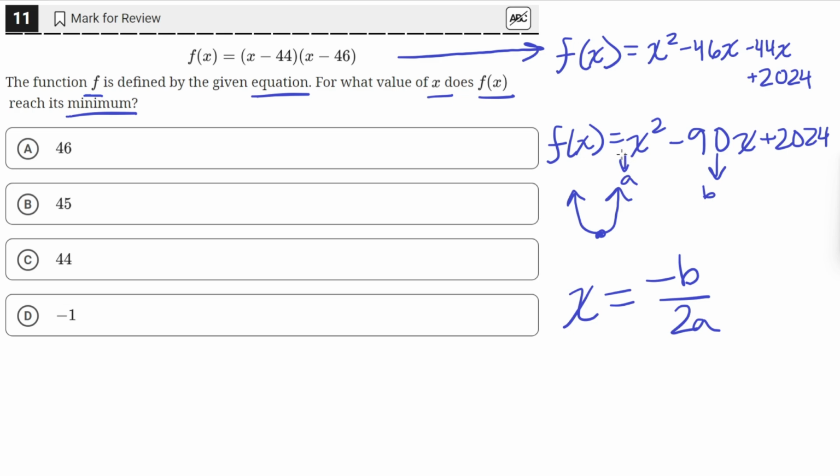So here, the coefficient of the x squared term is positive 1. So we'll just have 2 times 1, which is 2. And then we're going to have negative b. And b here is negative 90, so that means 90 is going to be the numerator. And 90 divided by 2 is simply 45. So that means B is the correct answer. At an x value of 45, the function f of x reaches its minimum.